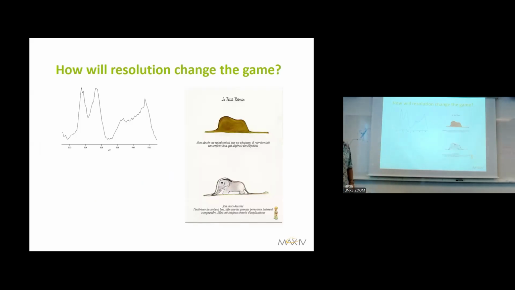So if I only had better resolution, I could actually see if this is a python that just devoured an elephant, or if it's just a fat python. Right, so this is an example from the little things. Sometimes we can be clever, but we still want to see stuff, right?